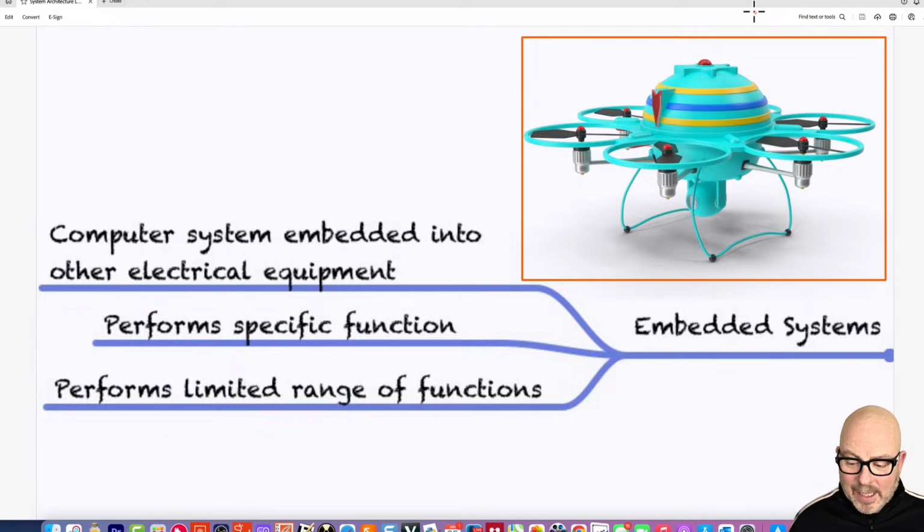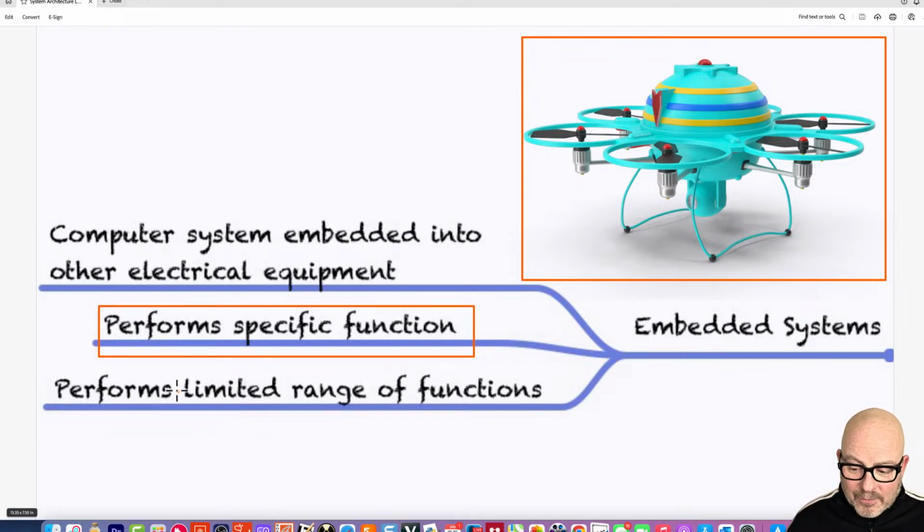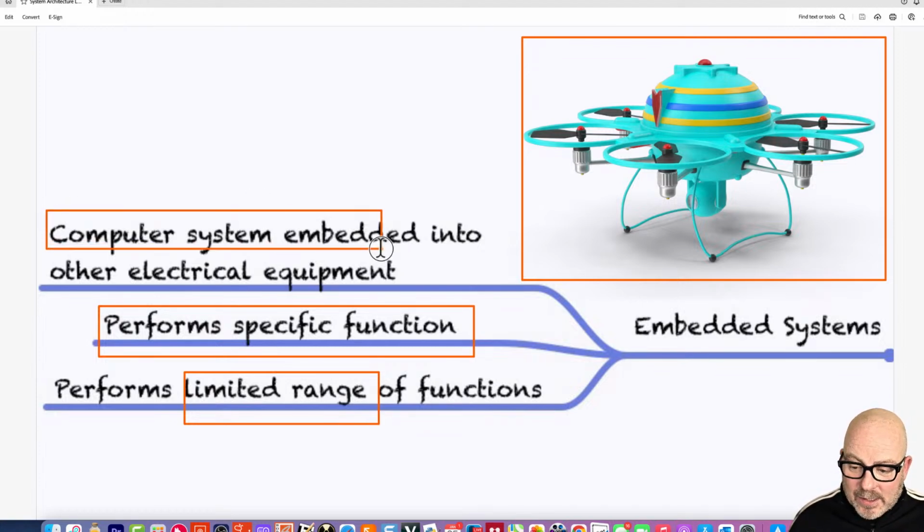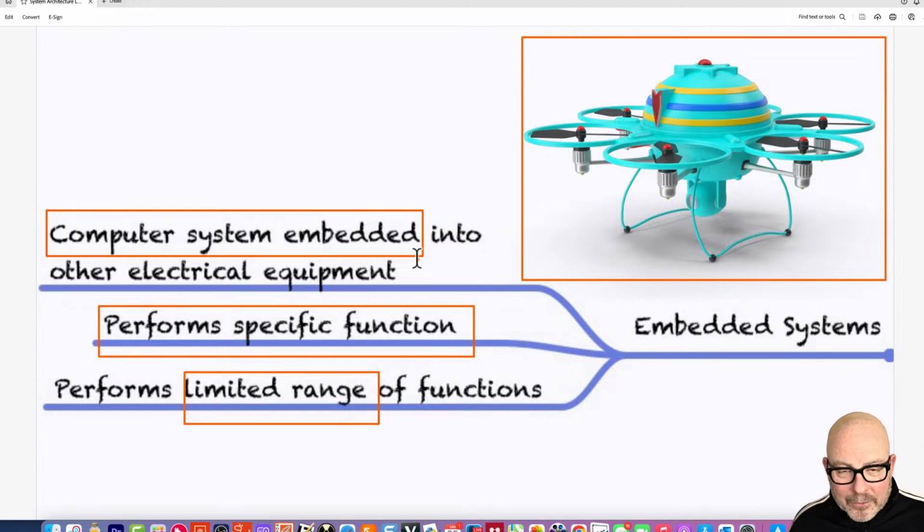So in which case, they've all got in common the fact that they perform a specific, limited range of functions. So there are your marks for that. And the definition is, it's a computer system embedded into other electrical equipment. So it's a sort of scaled down CPU, and it's been designed for a specific purpose. What's the benefit? Well, they're much cheaper. They're much cheaper to make, they're much cheaper to design.